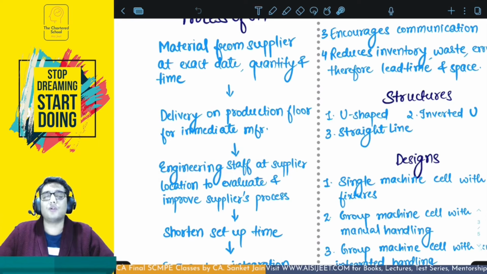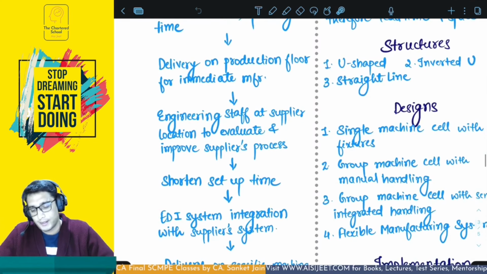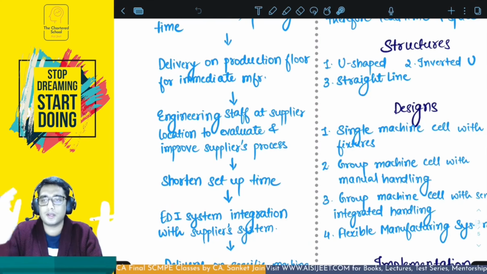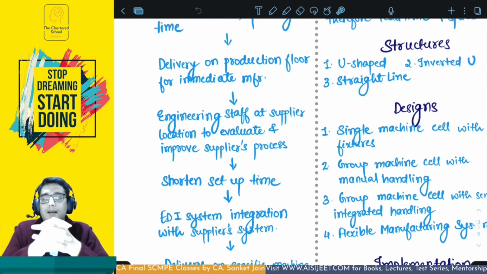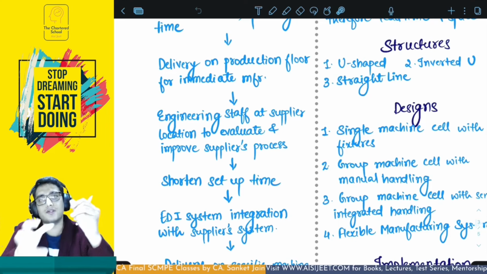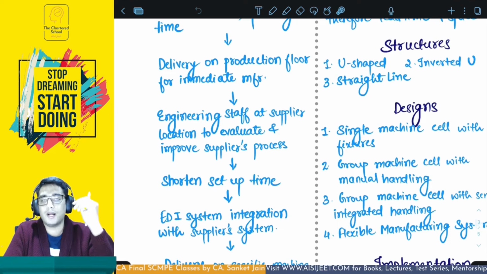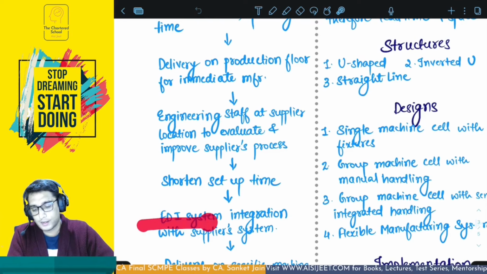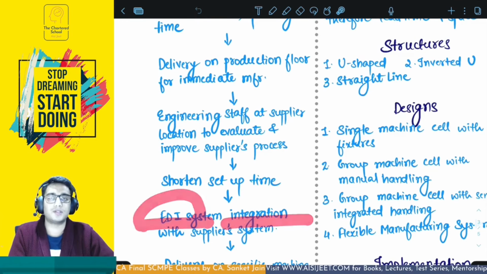With this, you also want to integrate an electronic data interchange system with the supplier's system. Basically, linking of ERPs. You are using SAP, they are also using SAP. Integrate the SAP systems so that your requirement information can easily flow to the supplier's location as soon as you have the requirement, so that they can work on your requirement accordingly and provide you the products and resources that you require on time. So have an electronic data interchange system integrated with the supplier system.